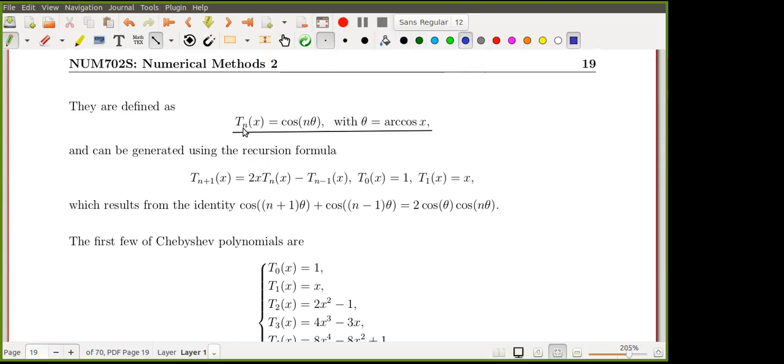So this is by definition, Tn(x) is equal to cosine(n cosine inverse x). Or we can say it's cosine n theta, where theta is arccosine x, which is the same as cosine inverse of x. So this is the simple definition of a Chebyshev polynomial of the first kind. So it's a cosine of the subscript n times theta, where theta is the cosine inverse of x, and x is taken in the interval -1, 1.